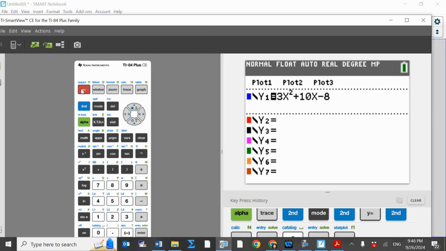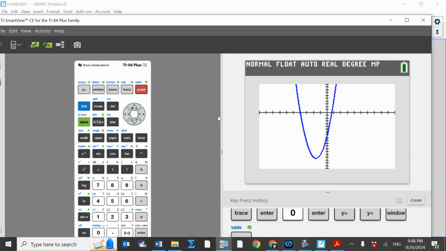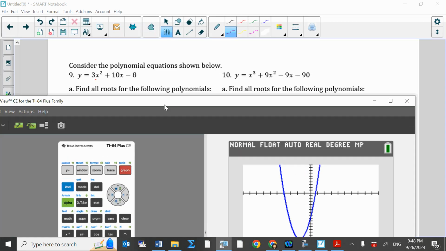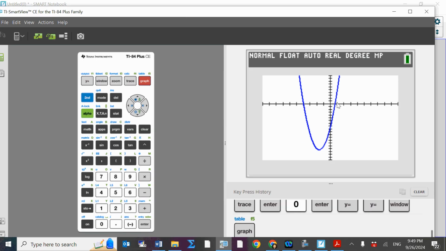You just need to go to y equal and enter it. Then make sure your window is big enough to see the function. Mine is -10 to 10 for x, -20 to 10 for y min and max. Now I'm going to graph. Press this one button, and this is your graph. So it's asking us to find the roots. Roots are zeros or x-intercepts wherever your graph is crossing the x-axis. So let's see how we can find that.